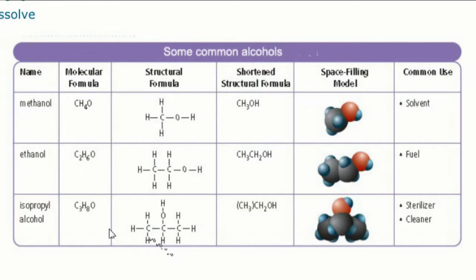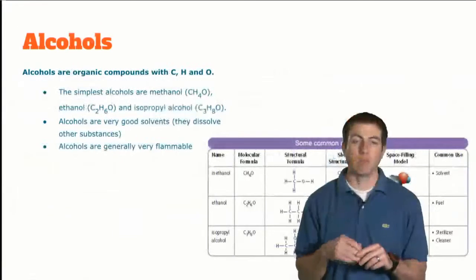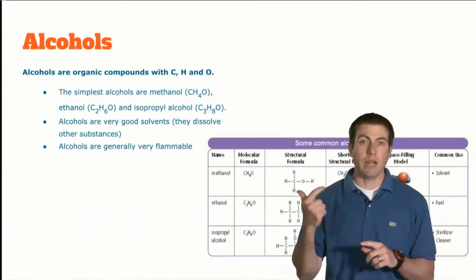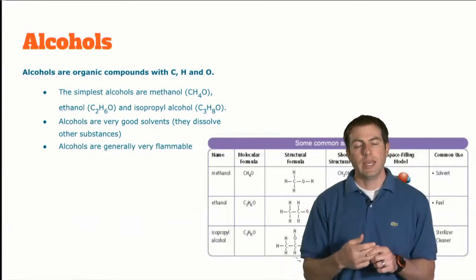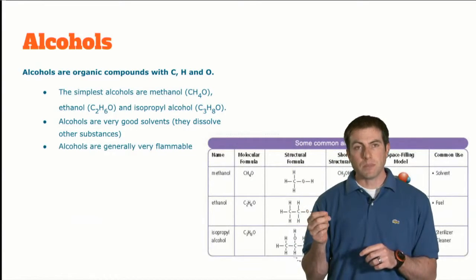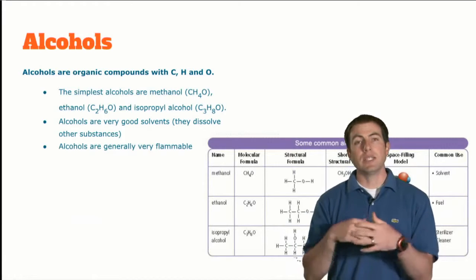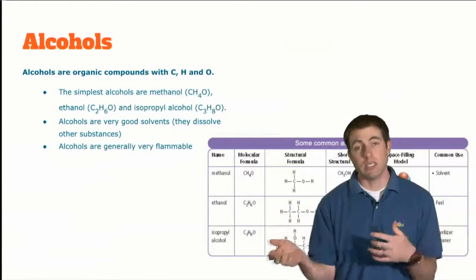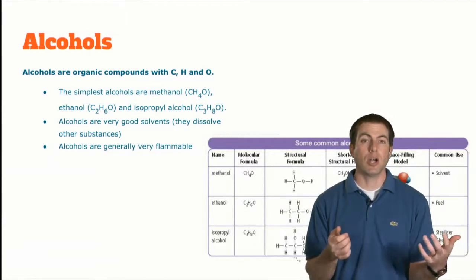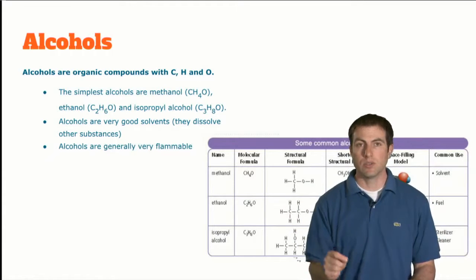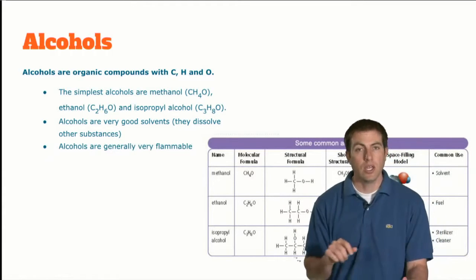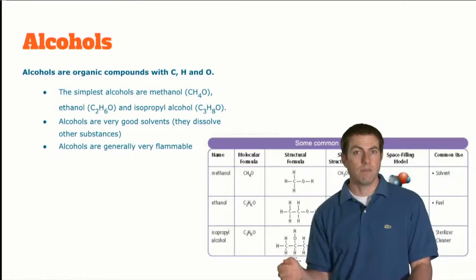So just like you had methane, ethane, propane, butane, you can have the same thing with alcohols. Methanol, ethanol, propanol, butanol. So these are your alcohols. They're named in the exact same way. What makes an alcohol different from a hydrocarbon is that you have an oxygen in there. So as soon as you tag an oxygen in there, you go from a hydrocarbon to an alcohol.